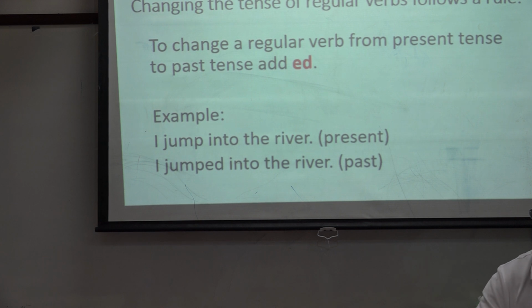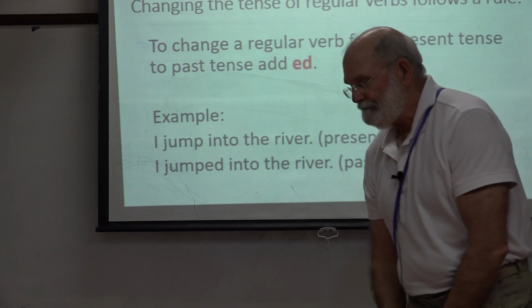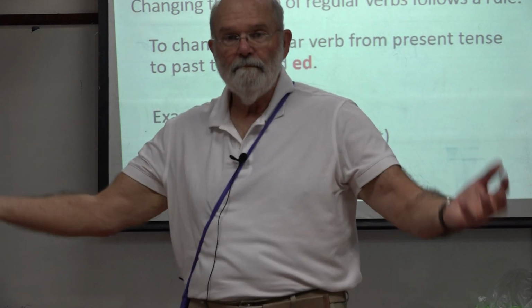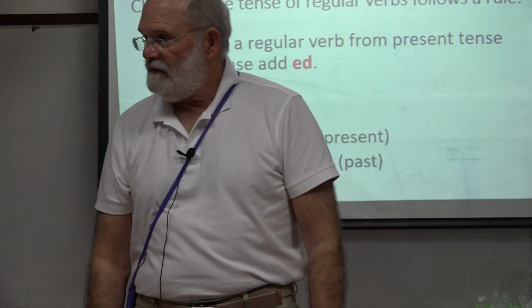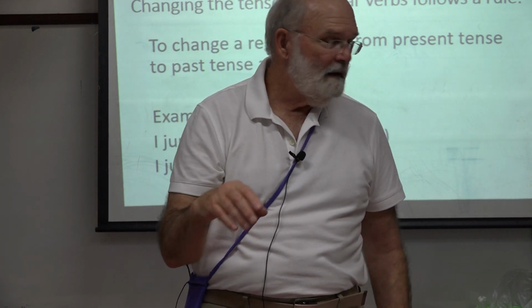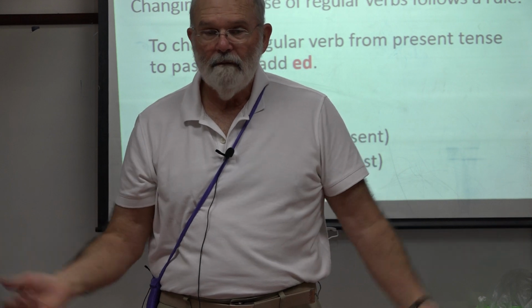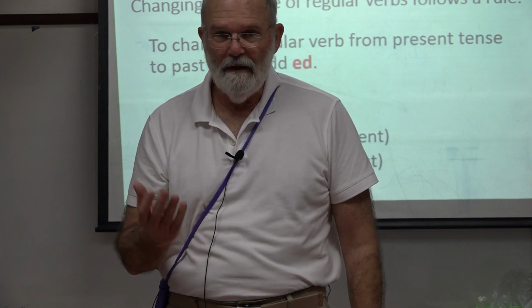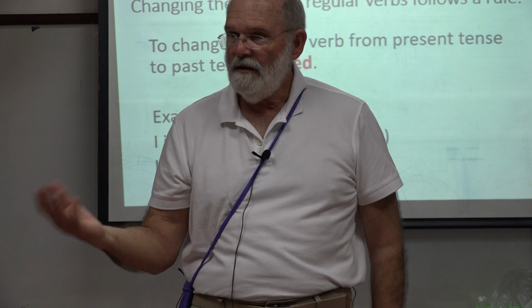To turn it from present tense to past tense. So if I say I jump, present tense, in order to make that past tense, I would just simply add ed. It would be jumped. We actually pronounce it as a T sound. Jumped. Jumped.